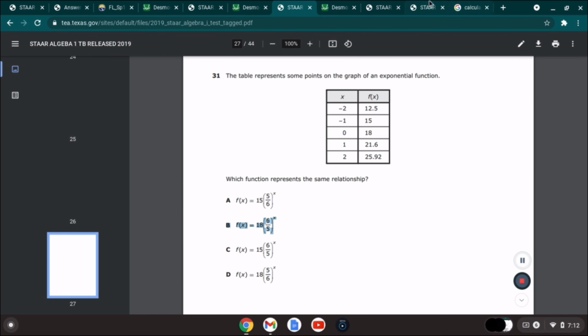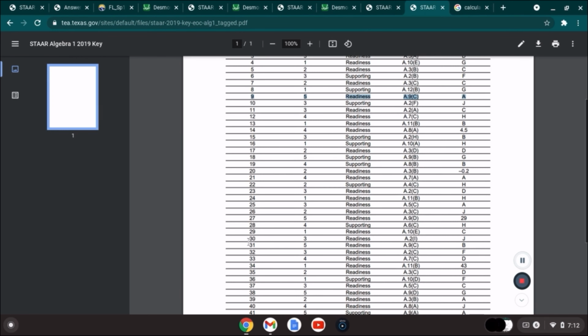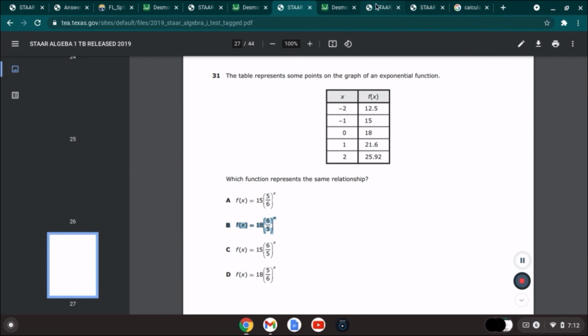And if we go to the answer key, question number 31, you see that indeed the answer is B. So we know that our answer is B.